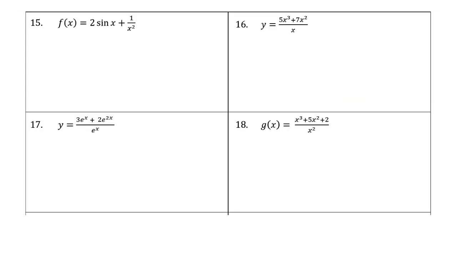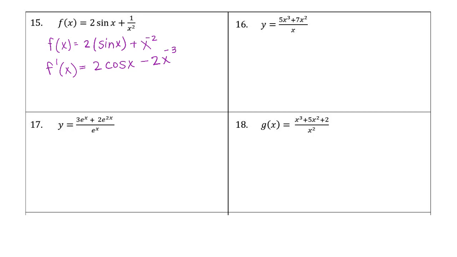Okay, again, more of the same. Practice makes perfect. And so with our rewriting, again, we have f of x equals 2 times sine of x, think of those separately if you want to, plus x to the negative 2. And so f prime at x is going to be 2 cosine of x, and then minus 2x to the negative 3.